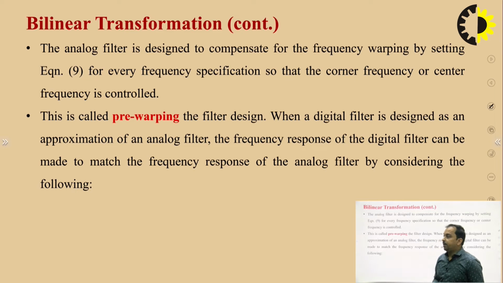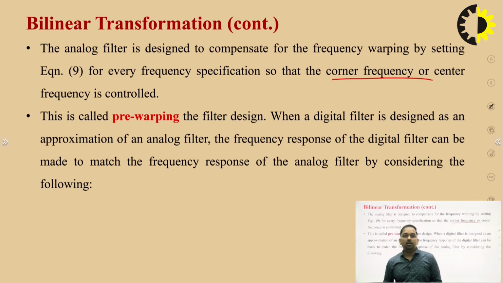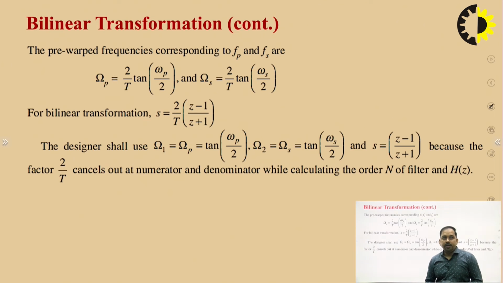pre-warping. So let us see what pre-warping is. The analog filter is designed to compensate for the frequency warping by applying equation number 9 to every frequency specification, so that the corner frequency or the center frequency is controlled. This is called pre-warping. When a digital filter is designed as an approximation of the analog filter, the frequency response of the digital filter can be made to match the frequency response of the analog filter by considering the following key points. The first point is the passband frequency, the pre-warping frequency corresponding to Fp. This is in the digital domain.